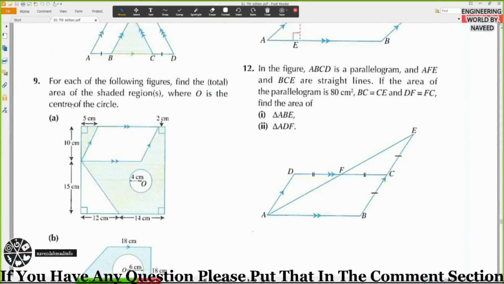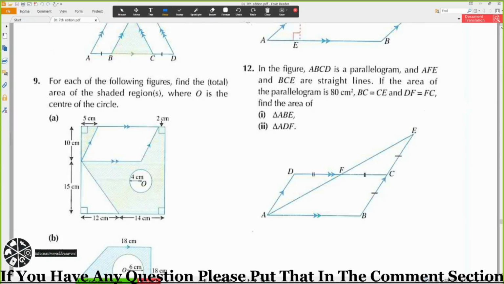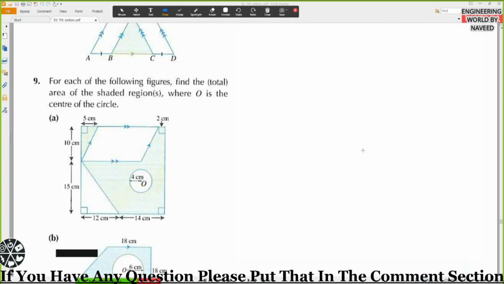For each of the following figures, find the total area of the shaded region, where O is the center of the circle. Okay, O is the center of the circle. So, what we will do? Find the squares area and the parallelograms and the triangles and the circles, and then minus all of them.